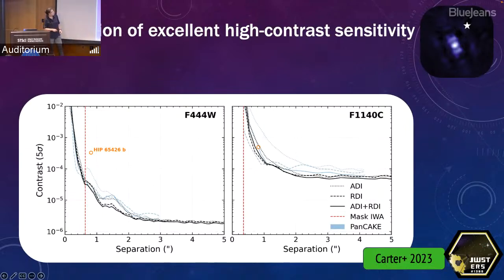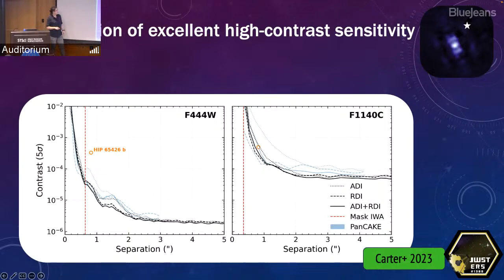So this plot here shows a bunch of different reduction choices and then shows in black the actual performance that we got with the instrument, and then in blue the pre-flight predictions of what we might be able to expect. And you can see for each of these different reduction choices that we're consistently doing better with the actual data than we were with the pre-flight simulations. So that's a really promising sign for some of the direct imaging work that we'd like to do.